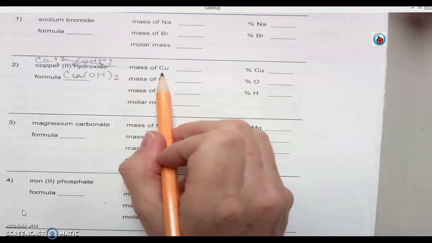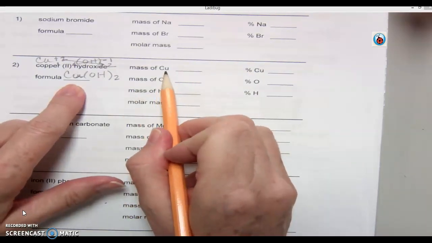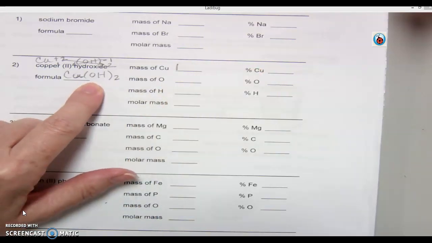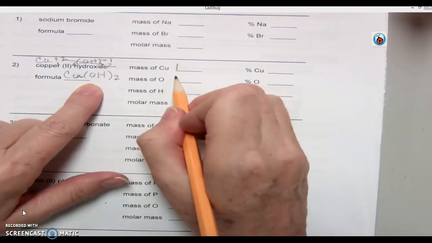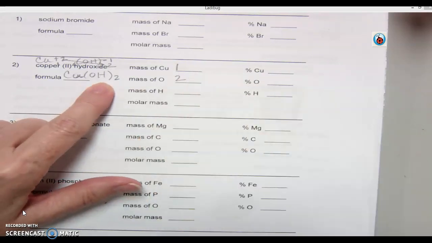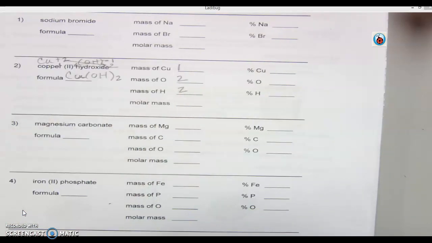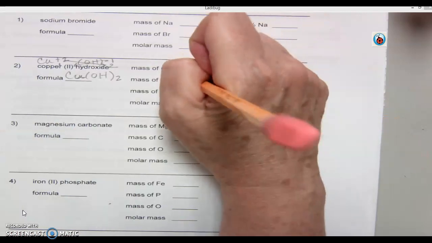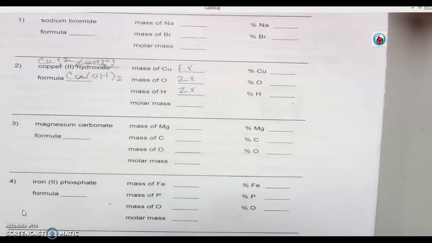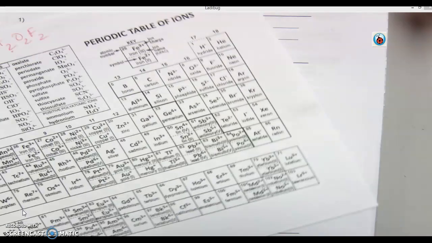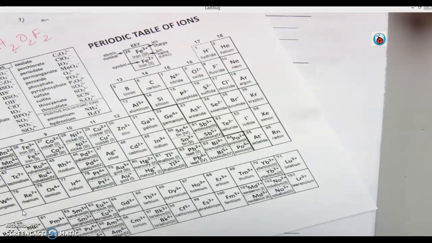Alright, so now we need to get a percent. Okay, so what do we do first? We're going to count the number of copper. So how many copper ions are in my formula? 1. Or atoms, copper atoms. How many oxygen atoms? 2. How many hydrogen atoms? 2. All right, and then we're going to multiply that by what? Because I need molar mass, so what do I need? I need the atomic weight. Oh, I didn't say get a periodic table, but you're going to need a periodic table.